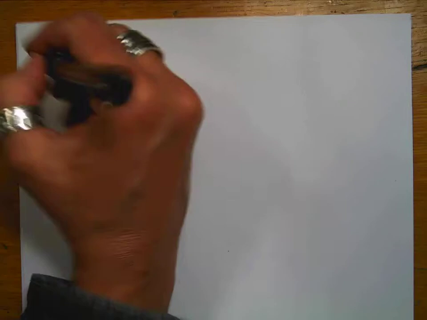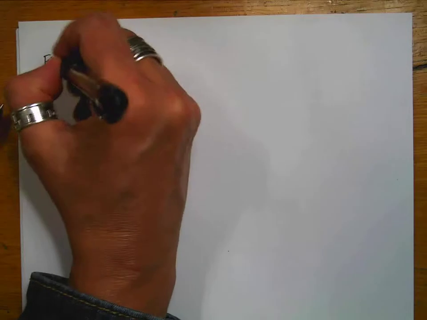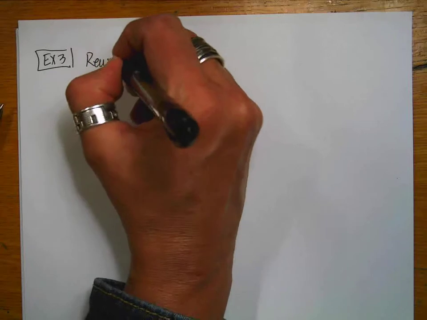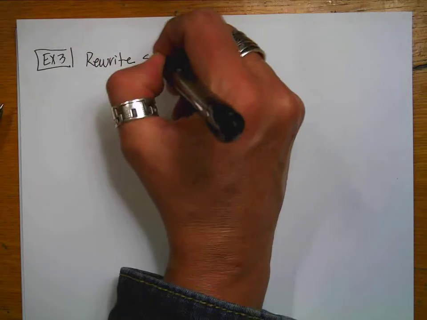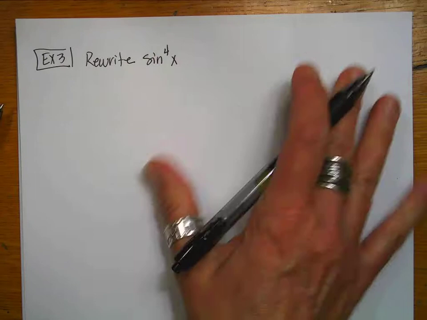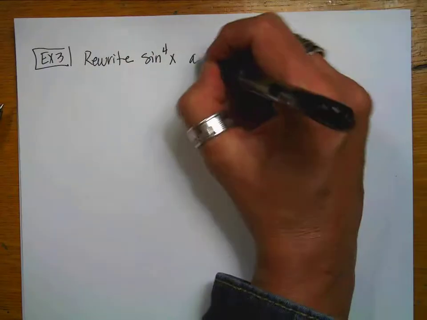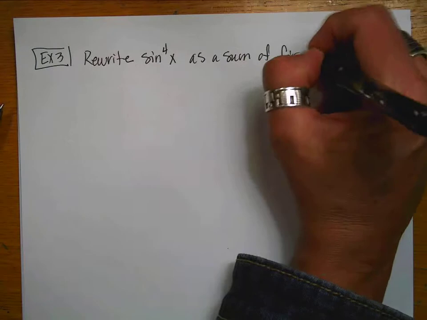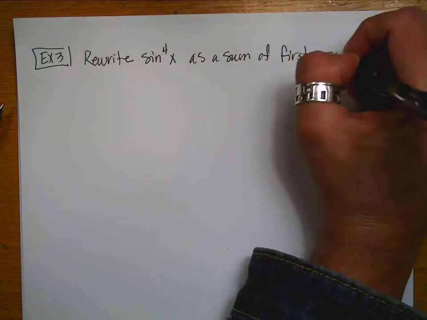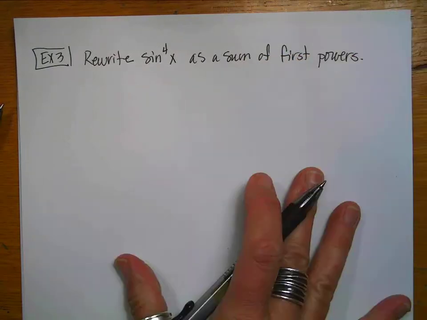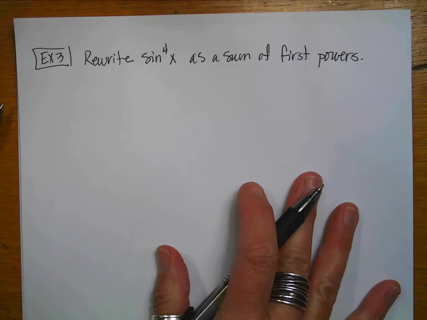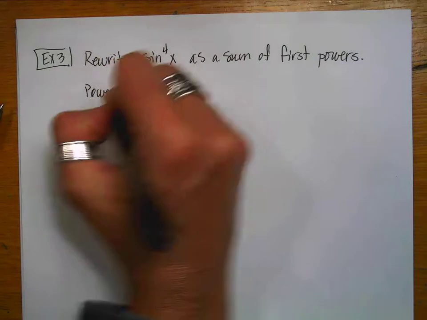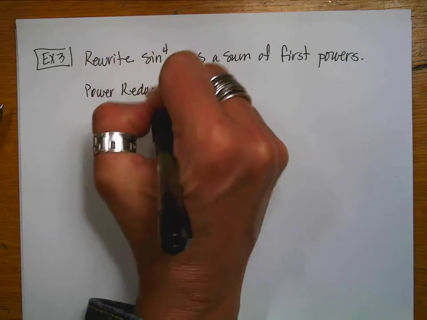All right. The next one that I want to do, so for example number 3, we're going to rewrite the sine to the 4th of x as a sum of first powers. Okay? So basically we're going to take an expression and rewrite it, and we're going to use our power reducing formulas. Okay?